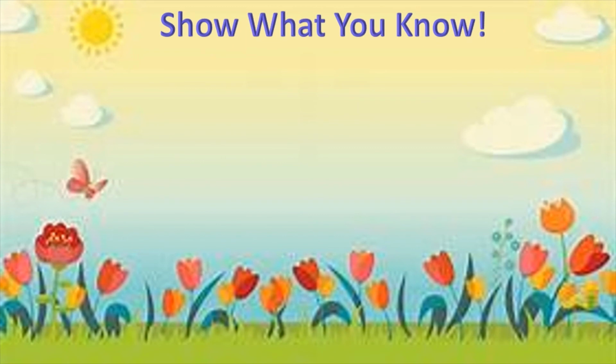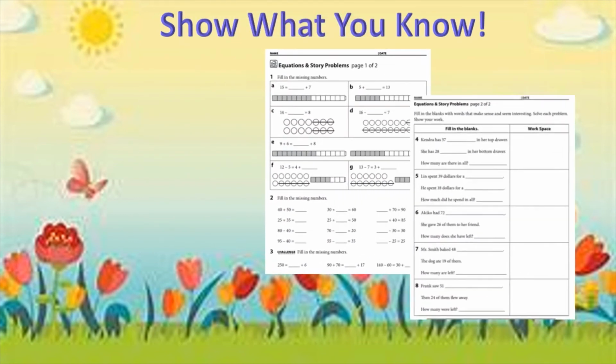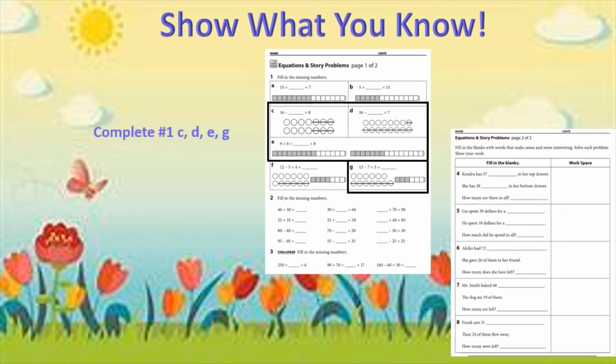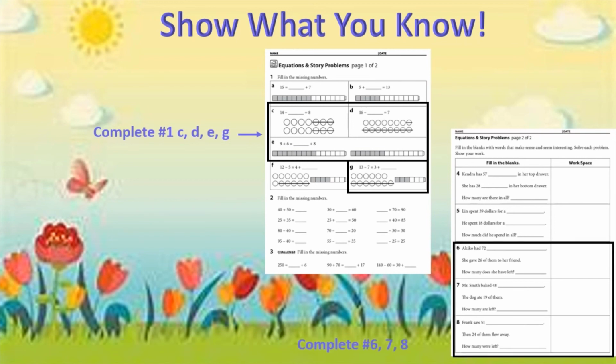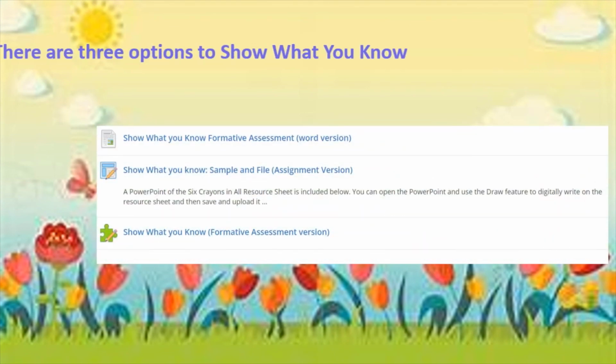So now that you've thought about it, you've learned about it, and you've tried it, it's time to show what you know. So here we have 2 pages that you're going to look at, Equations and Story Problems, page 1 and 2. First thing we're going to look at is problem 1, C, D, E, and G. You're going to complete those problems first. Then you're going to go to page 2 and you're going to complete problems 6, 7, 8. If you want to do any additional work for review or an extension, you may go ahead and complete problems 2 and 3. Now, just like with Try It, there are 3 different options that you can do to show your work.